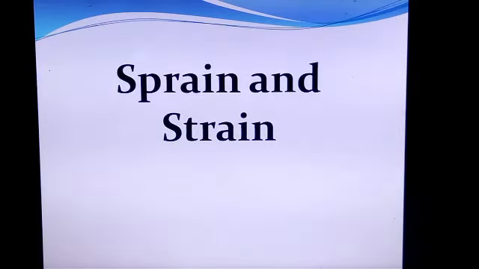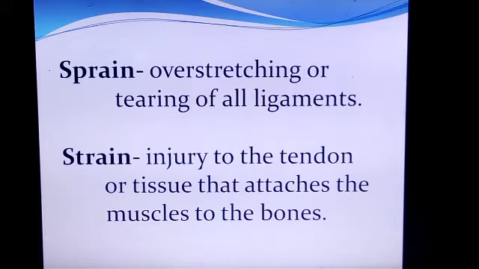Sprain and strain. A sprain is an overstretching or tearing of the ligaments, which are the bands of tissues that connect two bones together in your joints. On the other hand, a strain is an injury to the tendon or tissue that attaches the muscles to the bones.